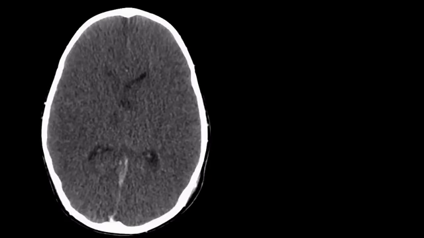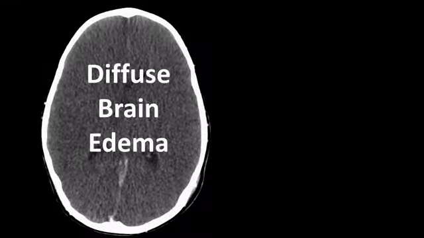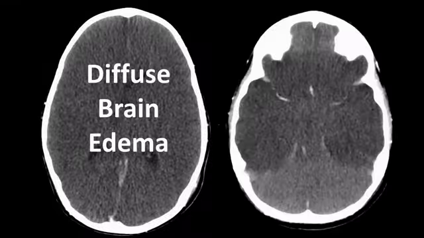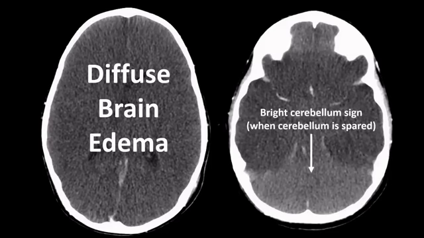And the first one, I think we all know because it's in basically any radiology or neuroradiology textbook. So finally getting there. This is a patient with diffuse brain edema, but if we look at the brainstem, it looks quite white. This is the white cerebellum sign, also called the bright cerebellum sign. The cerebellum is spared, as you can see.